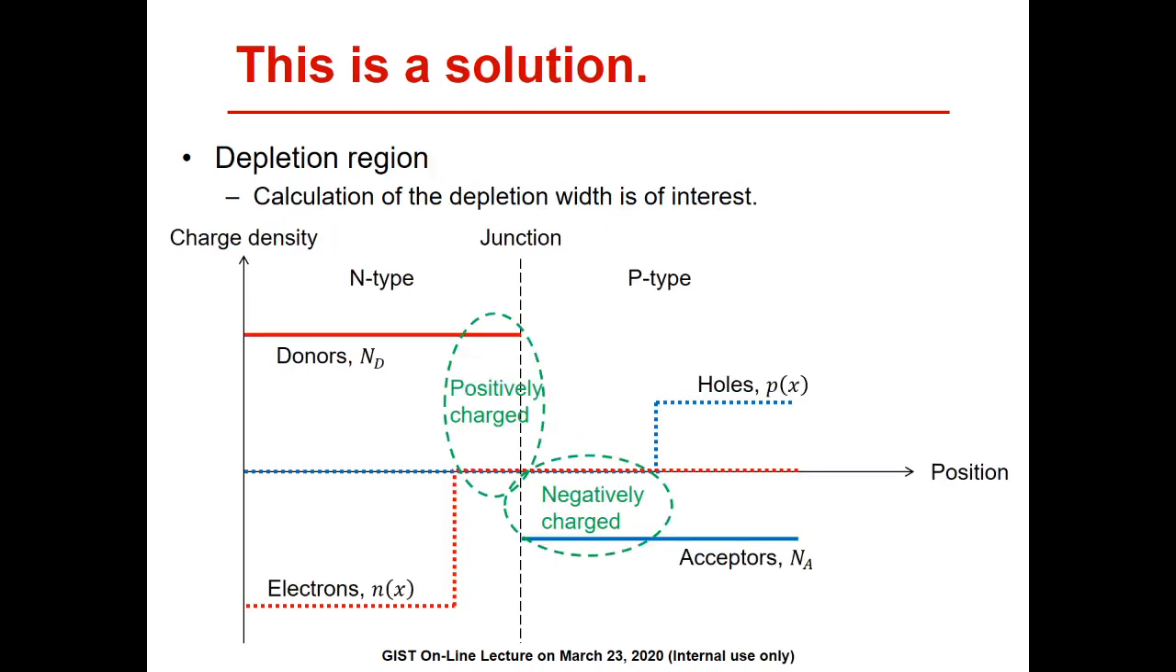Now, according to the above discussion, a region where both the electron density and the hole density are quite low occurs. This region is very important and has its own name. Its name is the depletion region. An important quantity is its width. How wide is it under given dopant densities? Let's calculate it together.